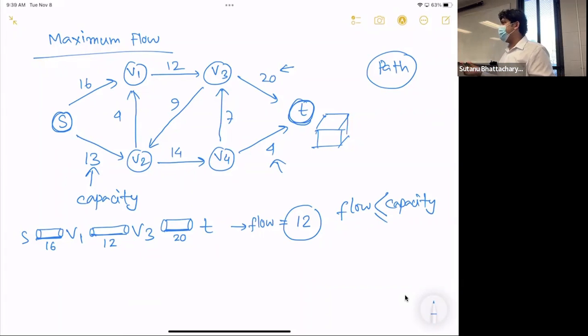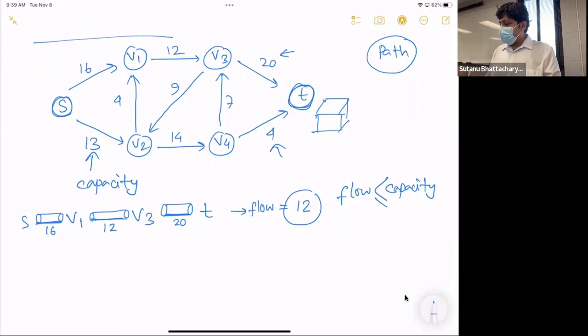If flow is more than capacity, that means there is a leakage in your pipeline, and we will not consider that. So flow can never be more than your capacity; it is always less than or equal to capacity. So this is one constraint: flow should always be smaller than or equal to capacity. Clear so far? So we can supply 12 gallons for this path.